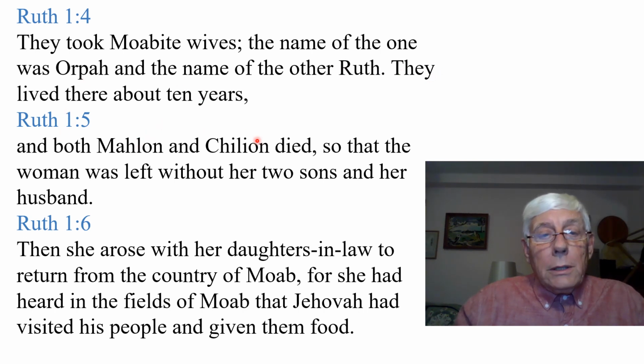Now, both Mahlon and Kilion died, so that the woman was left without her two sons. This woman is Naomi and her husband. And so she was a widow, not just a widow, but a widow in a foreign country, away from her own family, and really in dire straits at that point.